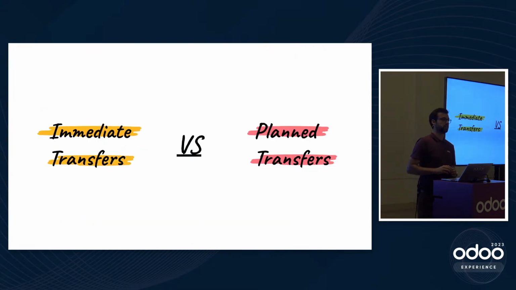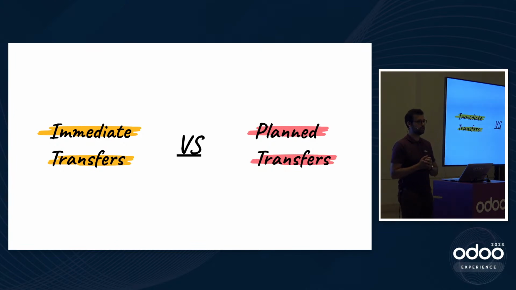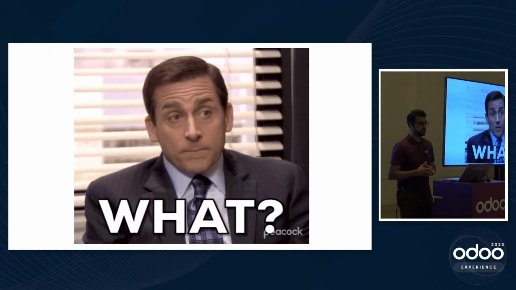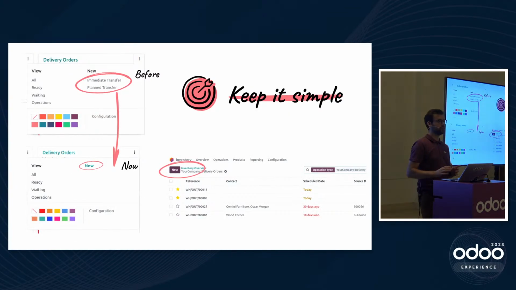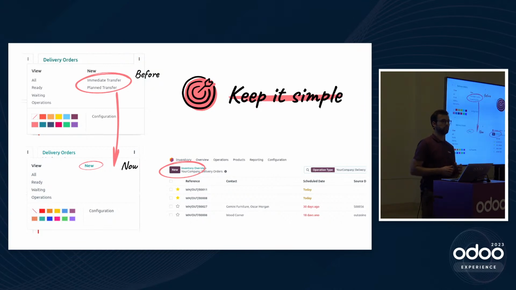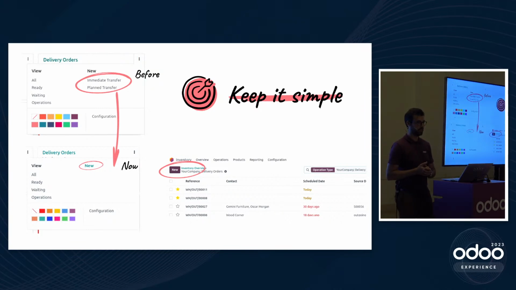Let's move on now, quickly. So this here shows you two different notions we have in Odoo: immediate transfer and planned transfer. Maybe for some of you, this is not clear at all what it is. Maybe you're not using it correctly. And I admit that this is not obvious. This is why now in Odoo 17, we've decided to get rid of these two notions. Yes, you heard it well. Now you will basically just create a new transfer when required, either from your operations or directly from your transfer. The keyword is keep it simple.